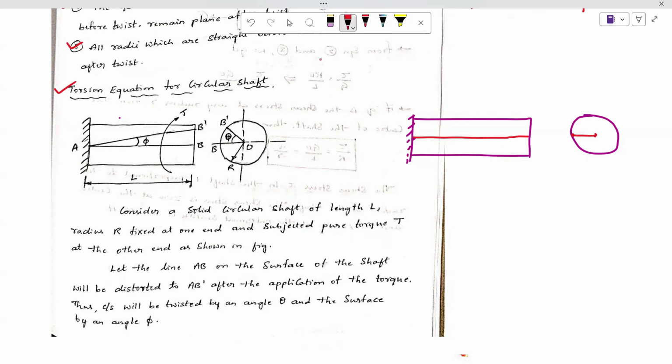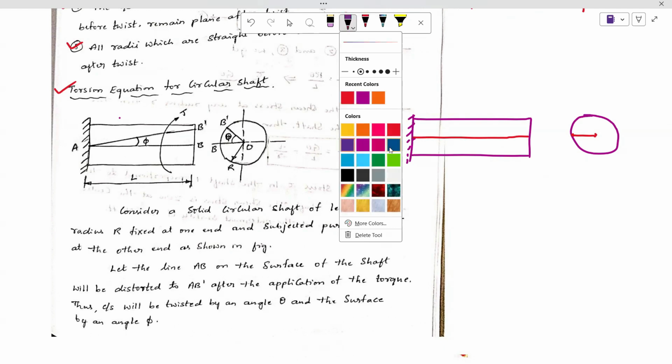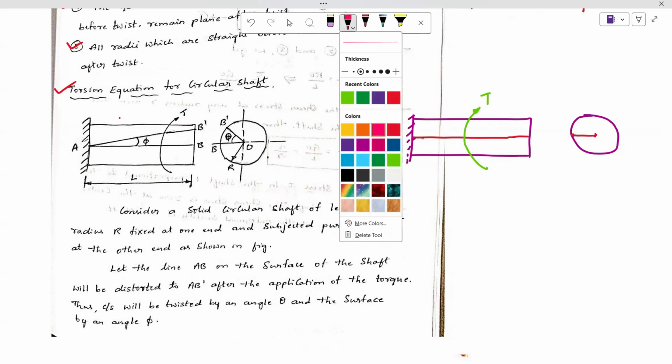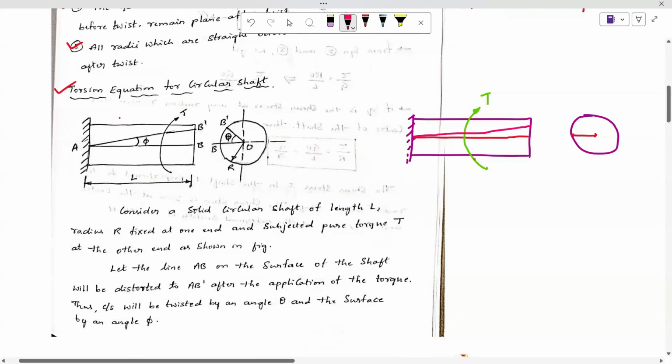Now when you apply a twisting moment like this, this is T, or a torque. When you apply a torque, the new position of it will be from here to here. Just assume this as A and this as B before the application of this twist or torque. So this is O and this is P, the initial position. When you apply this torque T, the new position of B is B dash.